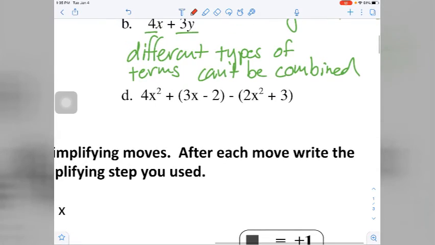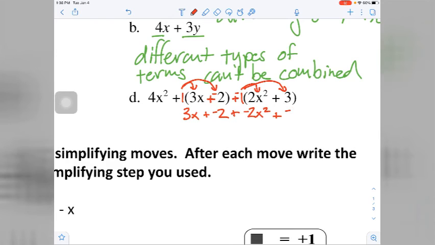And then this last one was really tough as well, but if we remember, there is a silent 1 in front of parentheses. We do keep, change. Change this into adding negatives everywhere, and then I just do my distributive property to start. So 1 times 3x is 3x. 1 times negative 2 is negative 2. Negative 1 times 2x squared is negative 2x squared. And then negative 1 times 3 is negative 3.